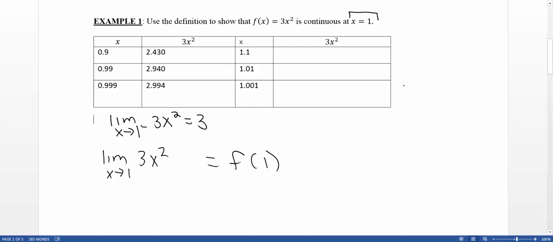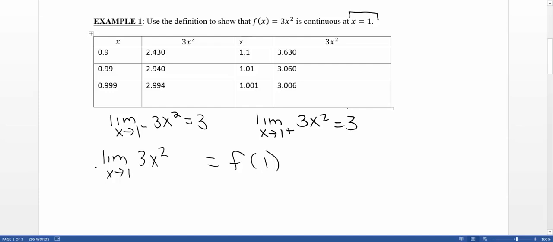I want to do something similar to the right. I want to plug in 1.1, 1.01, and 1.001. When I plug in those values, I get 3.630 for 1.1, 3.060 for 1.01, and 3.006 for 1.001. So now, when I consider the limit as x is approaching 1 from the right, I can confidently say again that this is going to be approaching 3.